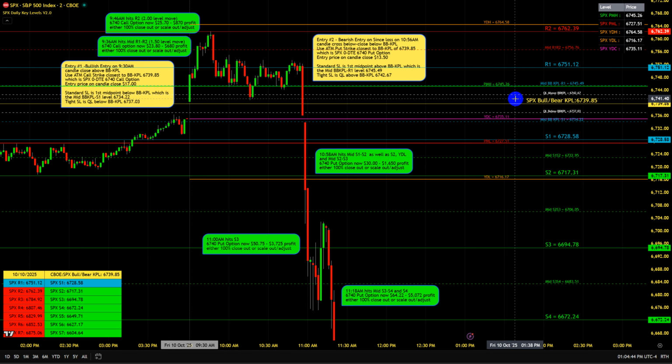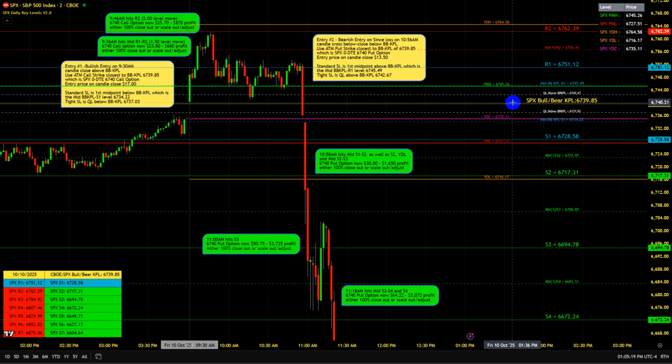Okay, so the key levels on the chart that you'll get at 9:30. The main, most important level for the session is the SPX Bull Bear KPL, which stands for Key Price Level, which the indicator gave for today's session the Bull Bear KPL of 67.3985. So what this means is bullish above this level and bearish below this level. So this is giving you the determining level for session bias.